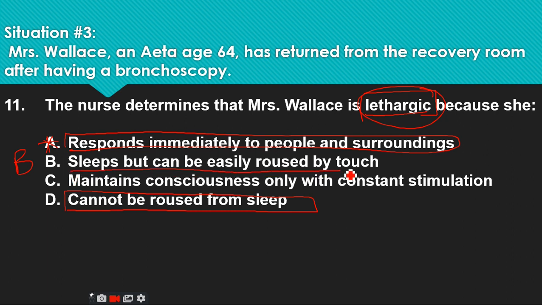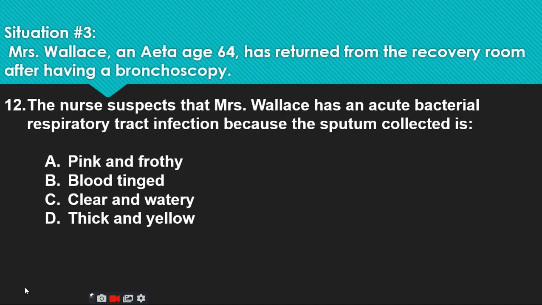Patients who sleep but can be aroused by means of touch, that's going to be the definition of letter B. Letter C, maintains consciousness only with constant stimulation, this is going to be for a stuporous patient. So stuporous is usually going to be present right after your lethargic. So the best answer for number 11 is letter B. Let's now have number 12.